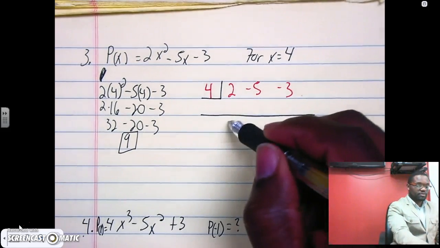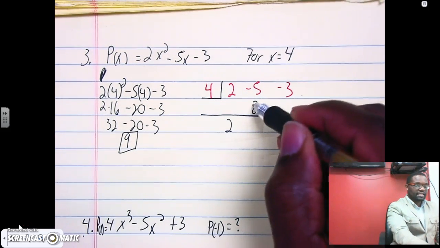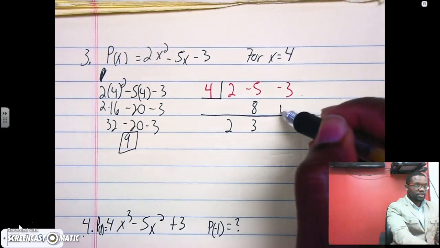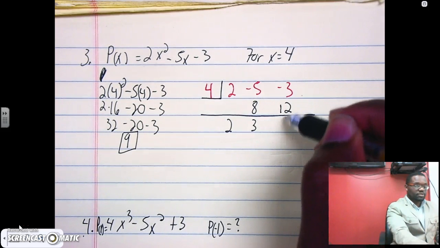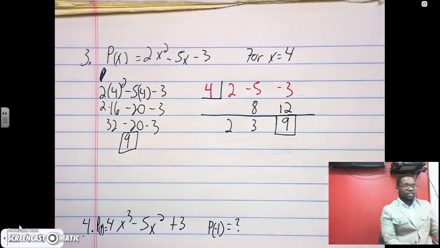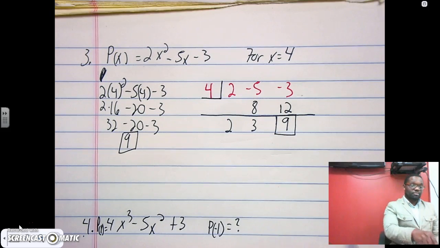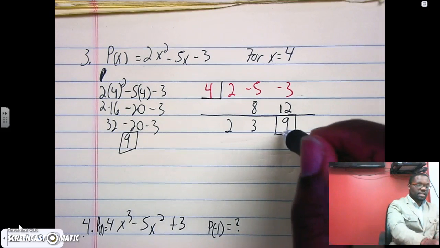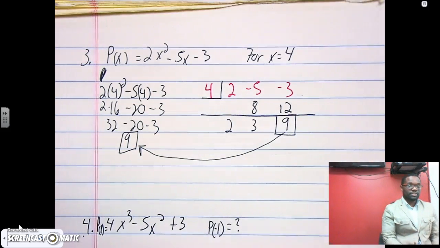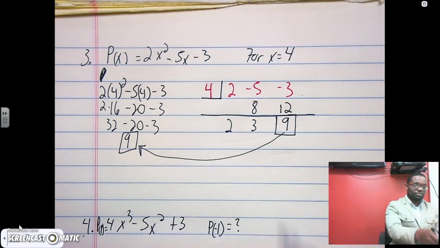Alright, remember the process. Bring down the first. 4 times 2 is 8. Negative 5 plus 8 is 3. 4 times 3 is 12. Negative 3 plus 12 is 9. Whenever you do synthetic division and you're trying to evaluate, your remainder turns out to be what it would be if you just substituted that number in for x in a polynomial. So if you ever have to substitute into a polynomial and they say evaluate, they just want to see what it equals when you put this number in, then the remainder would be your answer.